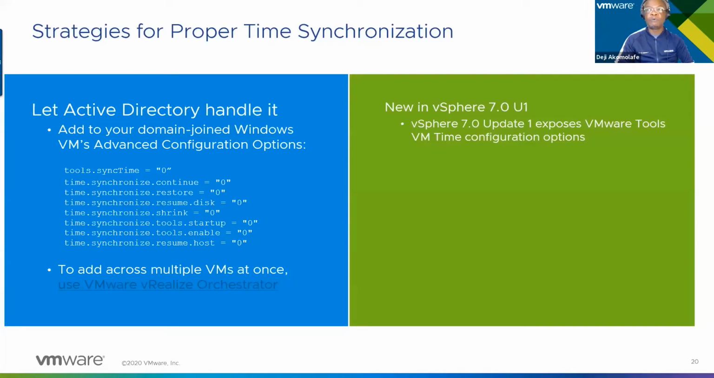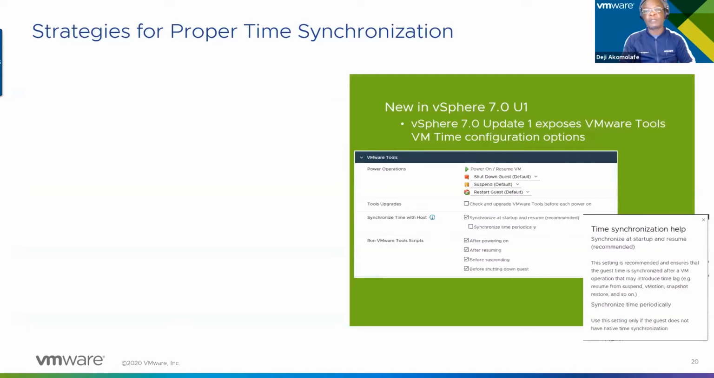If you are upgrading to vSphere 7.0 U1, we actually make this very simple, so you don't have to hard code these advanced settings anymore. There's a checkbox in here, synchronize at startup and resume. This checkbox does exactly what we just described with the advanced configuration options. So a very good use case for moving quickly to vSphere 7.0 update 1.